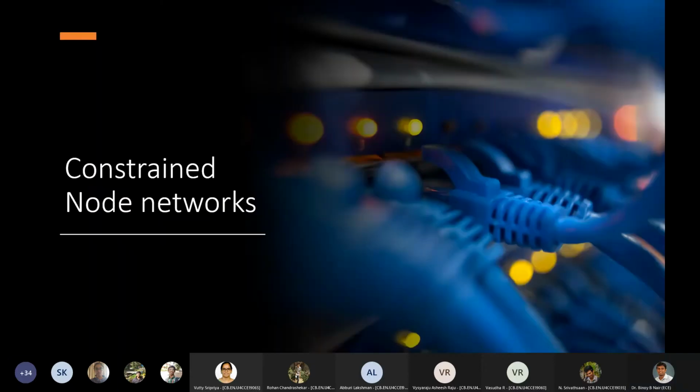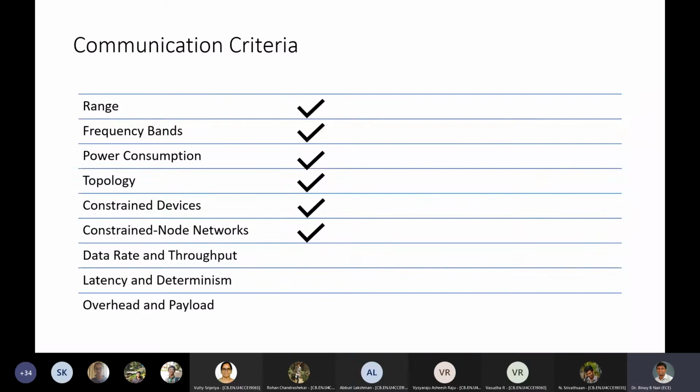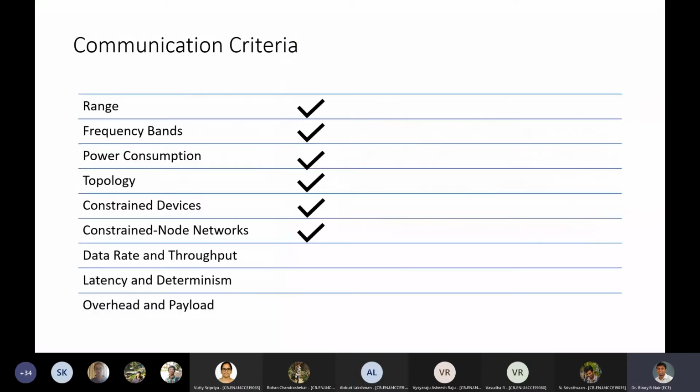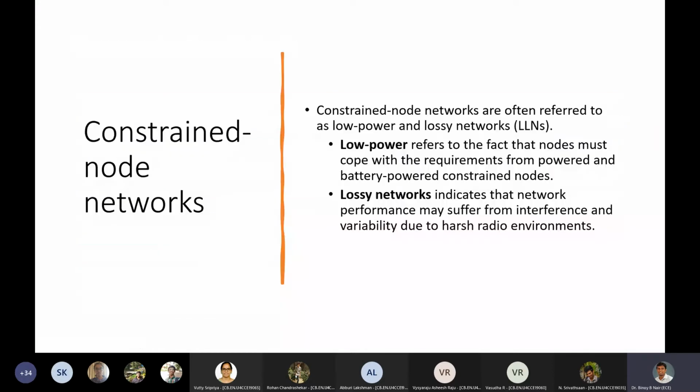Next we go to constrained node networks. This is how we are proceeding; I just wanted to show you this. There are 9 things that we have to see, and now we have reached constrained node networks. What we are looking at is the idea of lossy low power networks, or low power lossy networks. Typically, the networks that you make using constrained devices are referred to as constrained node networks.